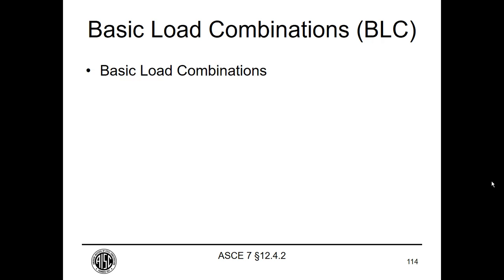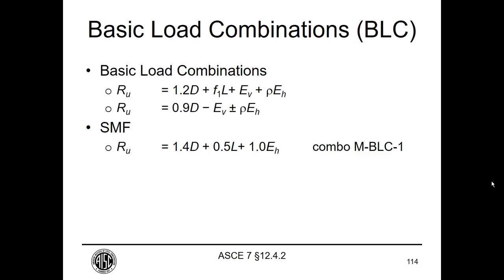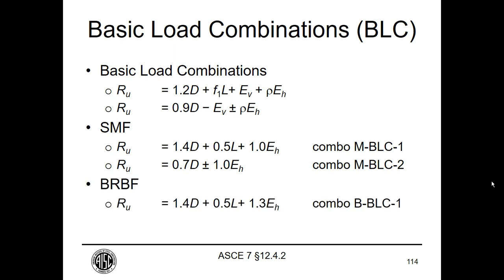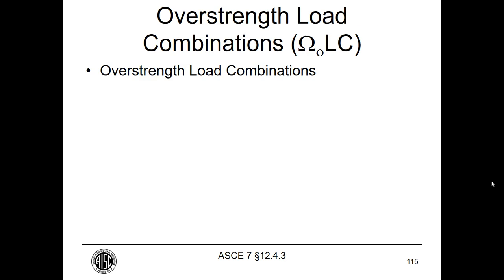So the basic load combinations, like this, we have F1 times live, we have 1.2 times D, we have E vertical and E horizontal times rho. For the special moment frame, it's 1.4 including the vertical effect, 0.5 times live, and a redundancy factor of 1, 0.7 for things causing tension. Buckling restrained braced frame, we have the redundancy factor of 1.3. Those are the basic load combinations.